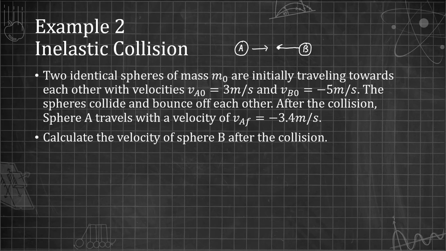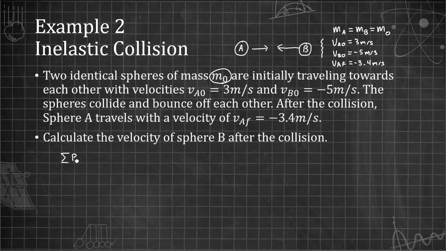This is not perfectly inelastic. Sphere A is going to have some final velocity, negative 3.4 meters per second, and we want to calculate the final velocity of sphere B after the collision. So our first step is to make a variable bank of all the information that the text gives us, all consolidated in one place so we can refer to it.